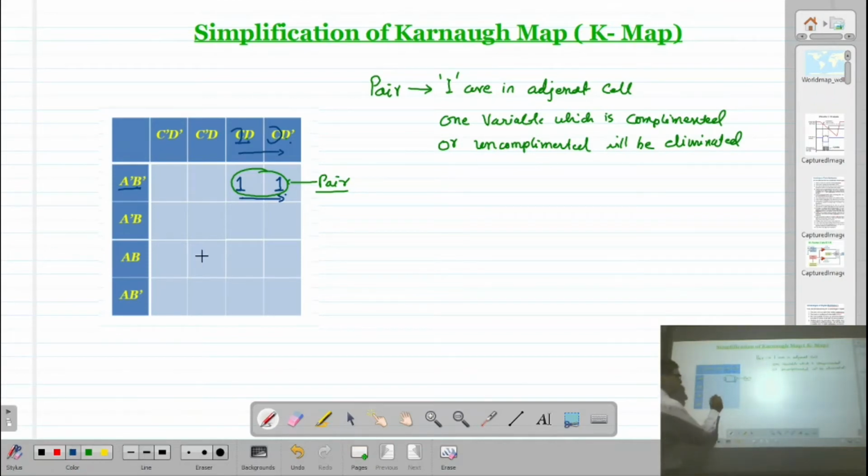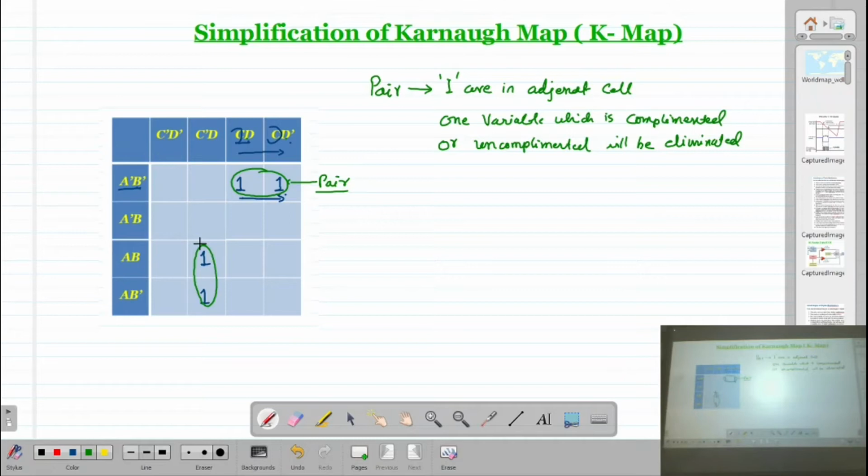Same way, let us see another example. Suppose the high level is here and another high level is here. So these are the two adjacent cells. I can mark this one as a pair.